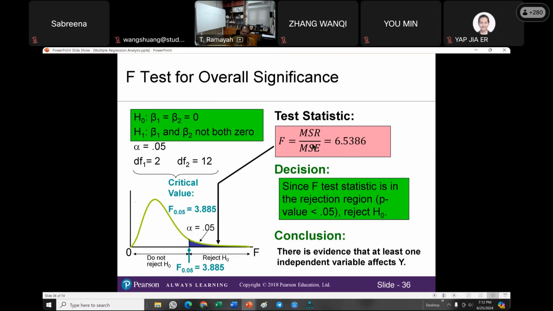And the F value calculated is 6.5386. So the cutoff value is 3.8. The calculated value is greater than the cutoff, so we will reject the null hypothesis and conclude we have a significant model. Then only we can proceed with the other tests. So this is what we call the test for the overall model.